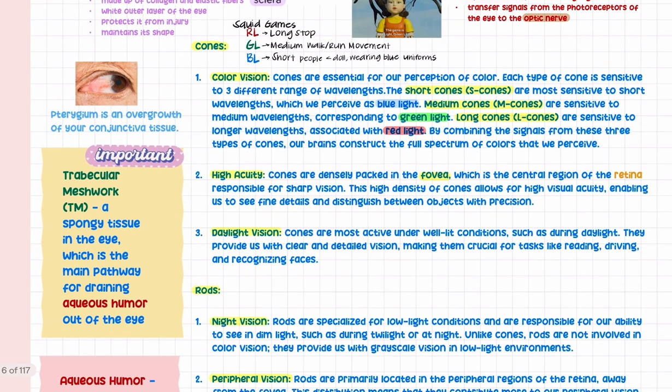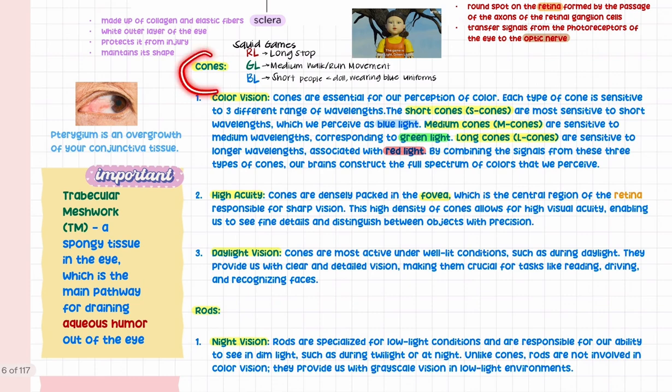And a while ago, I mentioned that cones are sensitive to three specific colors, three different ranges of wavelengths. The three are short cones, medium cones, and long cones. Each of them is sensitive to a specific color. Short cones are sensitive to blue light, medium cones are sensitive to green light, and long cones are sensitive to red light. Now, how do I remember this?